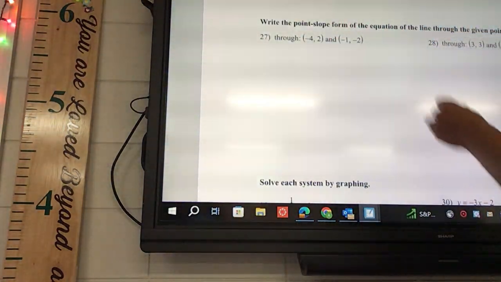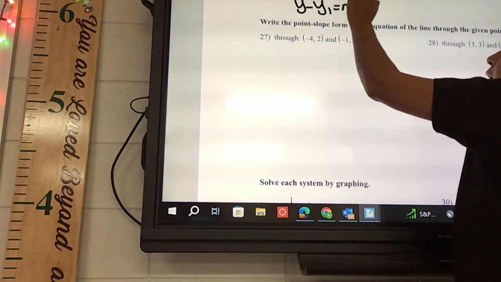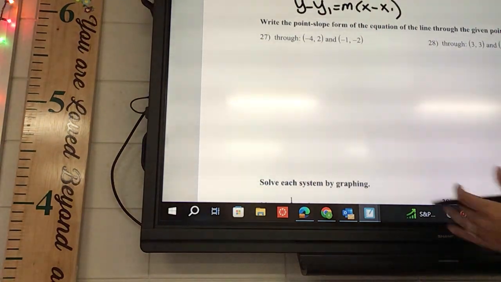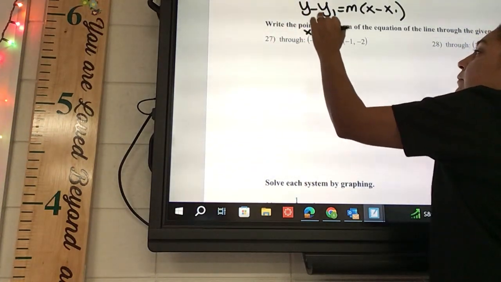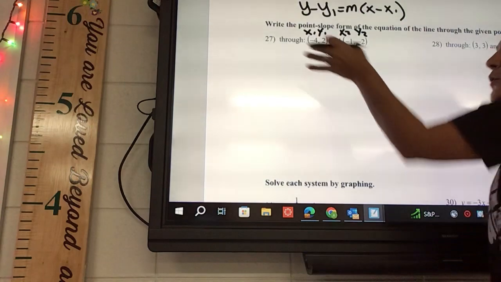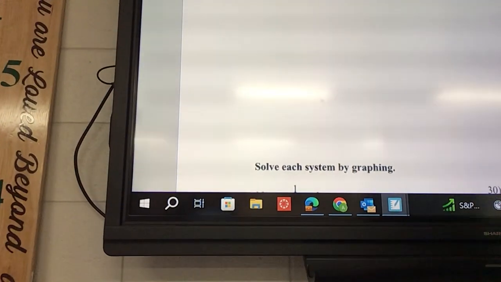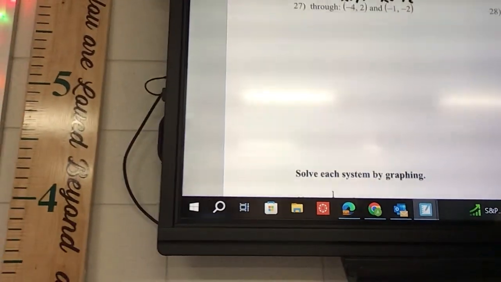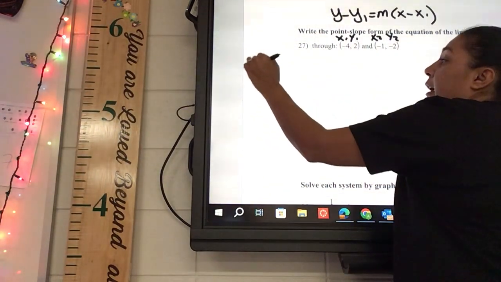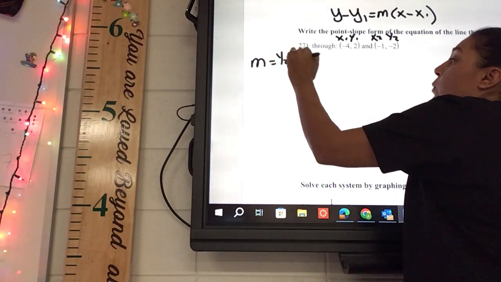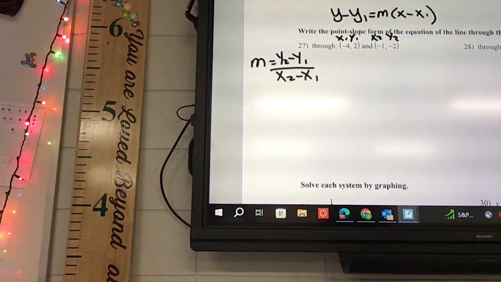Okay, 27, again, they want you to write the point slope form, which is y minus y1 equals my m, x minus x1. And then we can go ahead and label our stuff. Well, there's only one formula that uses x1, y1, x2, y2, and that formula is going to be m equals y2 minus y1 over x2 minus x1. And if you have all the formulas on your paper, you should be totally fine when you do these.